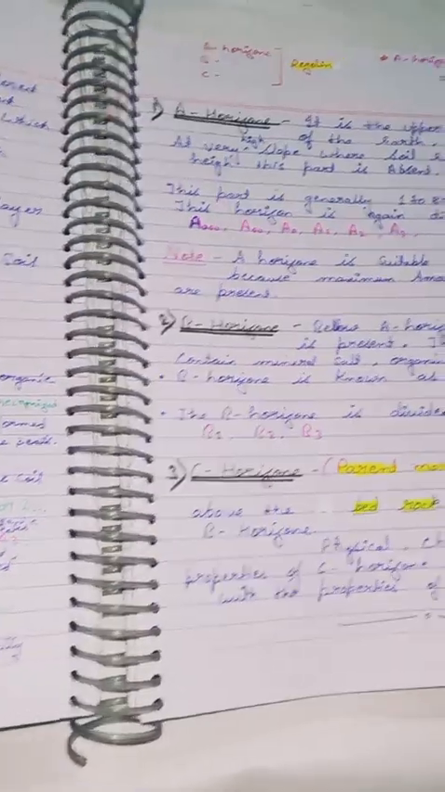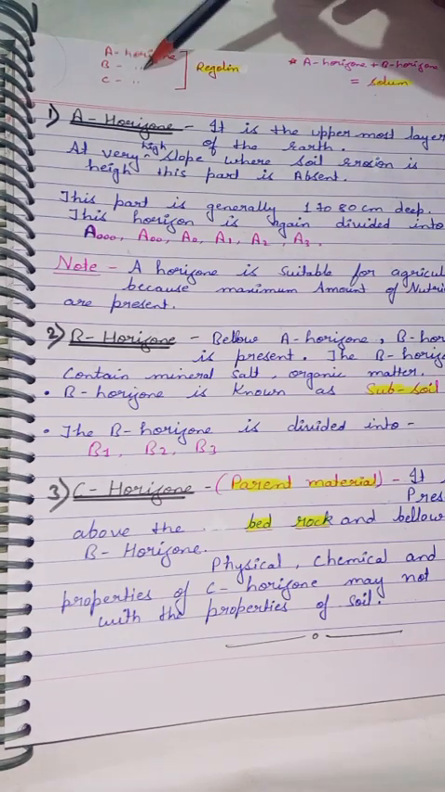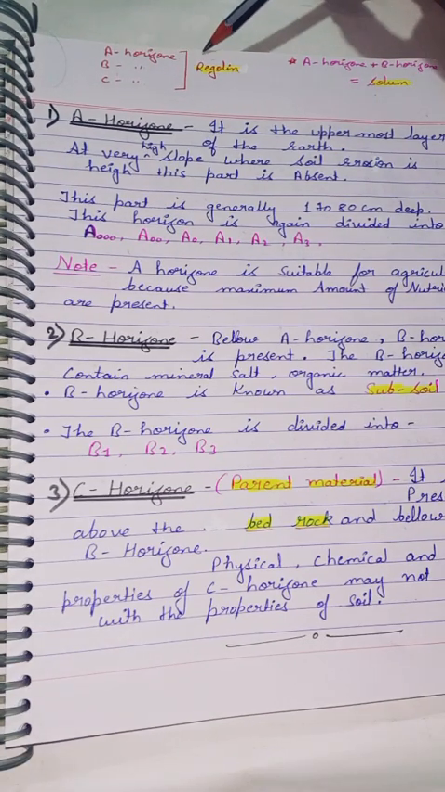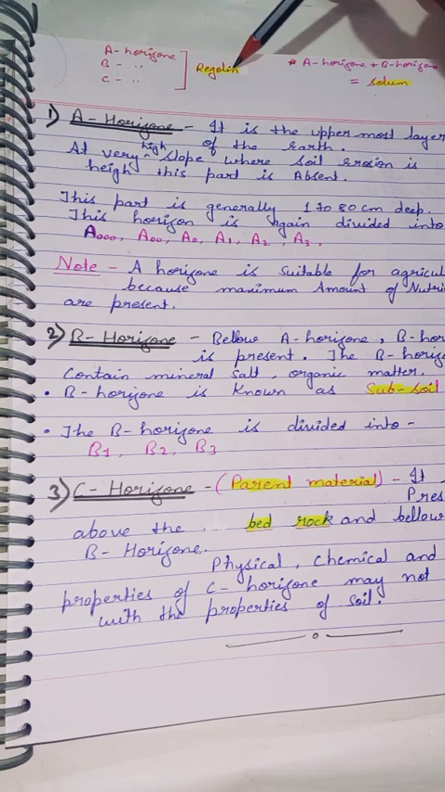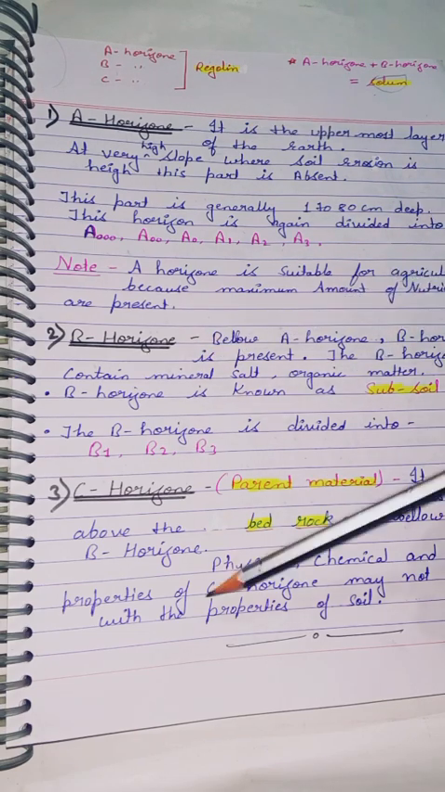The next most important thing to note is that A horizon, B horizon, and C horizon together are known as regolith, and A horizon plus B horizon is called solum. Next, we discuss all the horizons: A horizon, B horizon, and C horizon.